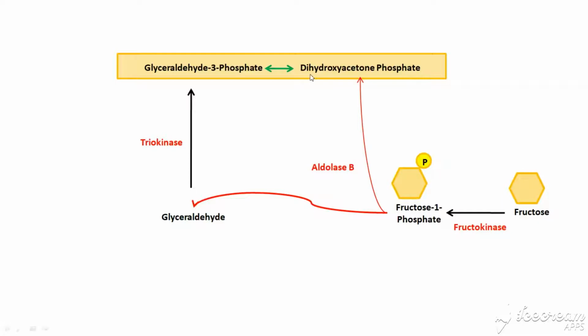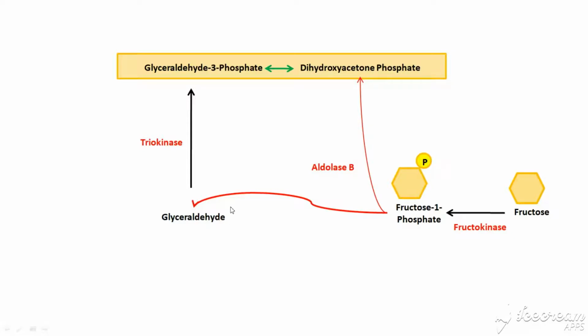The first one is going to be dihydroxyacetone phosphate, and the second is going to be glyceraldehyde. And this is going to be catalyzed by the enzyme aldolase B. Now remember that these two molecules are 3-carbon structures and fructose is a 6-carbon structure. So we're basically going to split it into two 3-carbon structures.